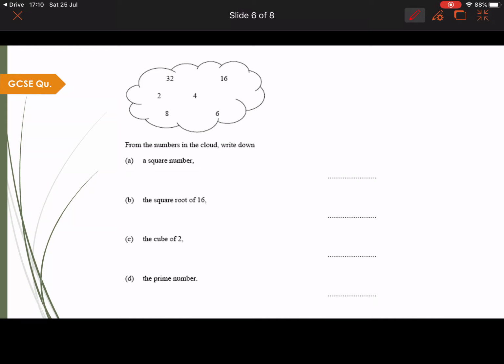So from the numbers in the cloud, we need to write down a square number. So I know that 1 times 1 is 1, but 1 is not in the cloud. 2 times 2 is 4, and 4 is in the cloud. You could have also written 16 because 4 times 4 is 16. B, the square root of 16. Now, if 16 is the square number, once you've times 4 by 4, then the square root of 16 is 4. And there's only one correct answer for that, and it's 4.